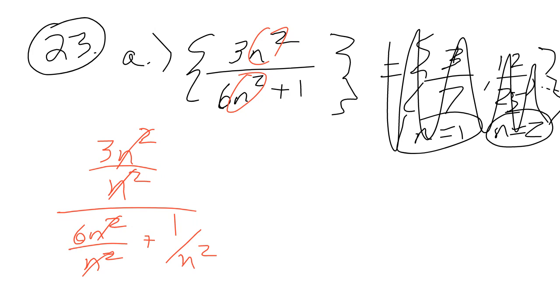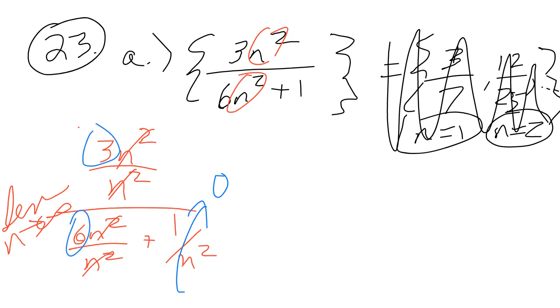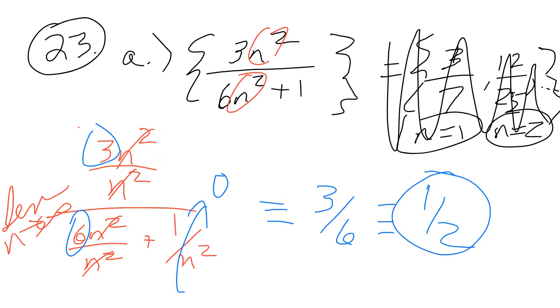And so we're going to take the limit as n goes to infinity of this thing here. Well, what happens is the 1 over n² goes to 0, and this goes to 3, that goes to 6. So it doesn't matter how big n is, n² over n² is 1, right? So this ends up being equivalent to 3/6 or 1/2. So it is a convergent sequence, and the limit would be 1/2.